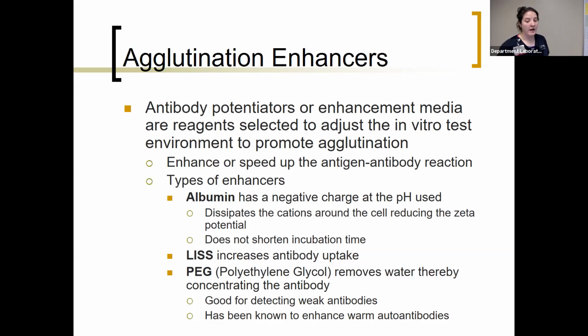There's also albumin. Albumin has a negative charge at the desired pH, so it will dissipate in the saline solution. It takes a shorter amount of incubation time, but albumin is known to have false positives, right? So albumin is not typically used anymore. And then there's PEG, which is polyethylene glycol. What it is going to do is remove all of the excess water in the test tube atmosphere, further allowing for antibody uptake onto the cells. Okay. Some labs will still use PEG. However, if you're dealing with a warm autoantibody, PEG is known to enhance warm autos. Okay.